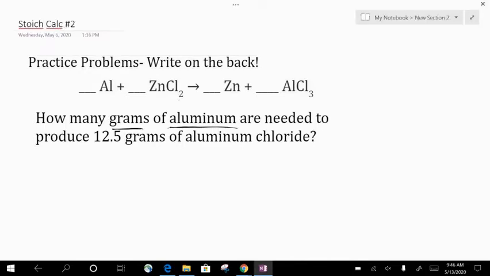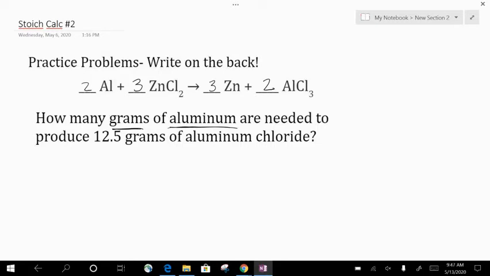So if I have an even here and an odd on the other side, a quick fix is to use this subscript as the coefficient here, and then use the subscript here as this coefficient. And then we'll need to go back and balance the aluminums and the zincs based on the coefficients that we just put in. So on this side, we now have 3 zincs, so we'll need 3 here. And we have 2 aluminums, so I'll need 2 here.